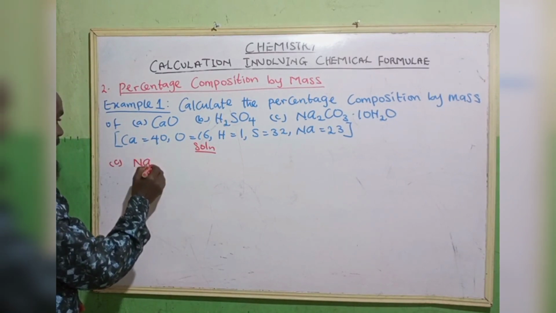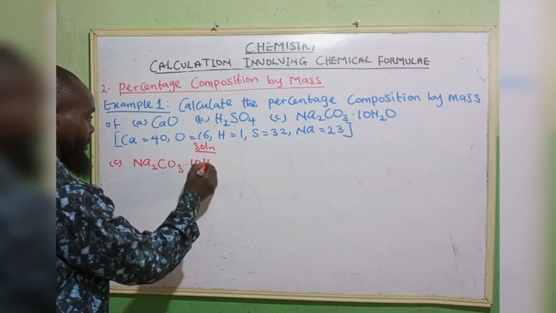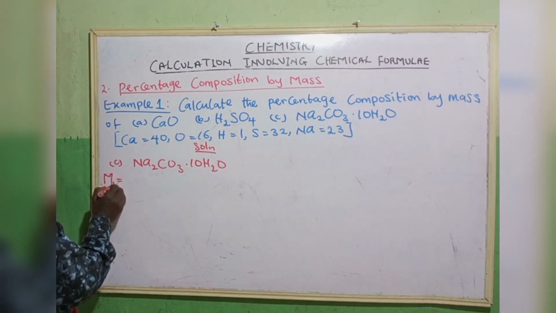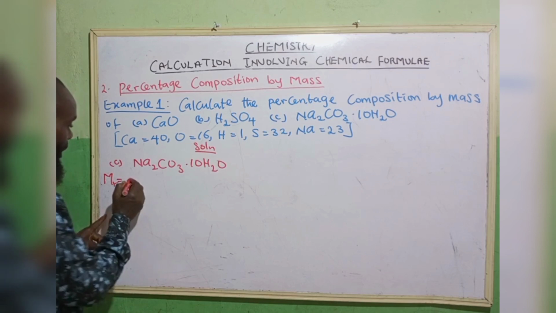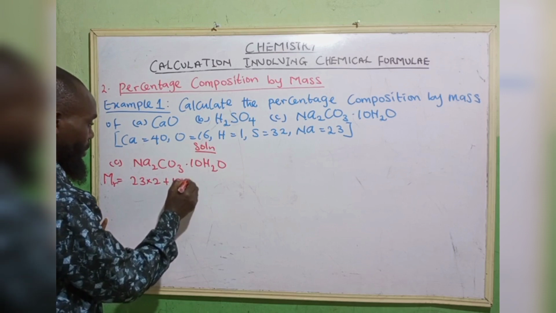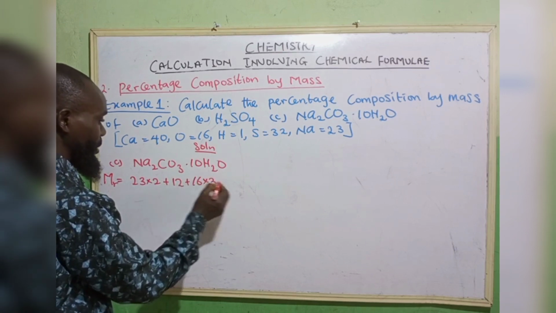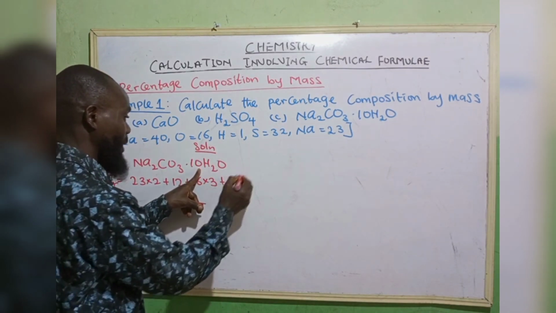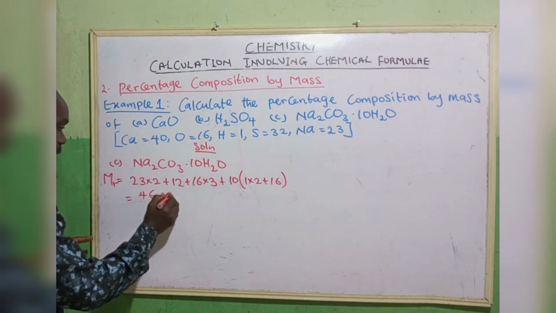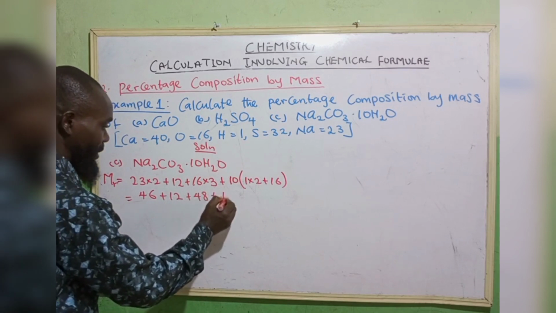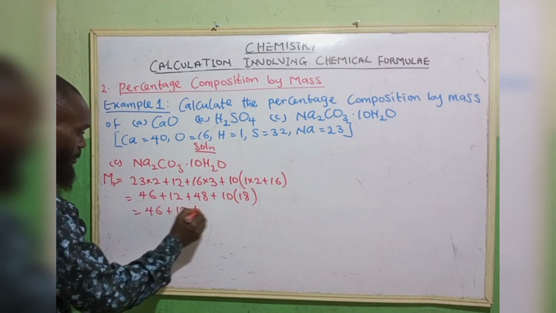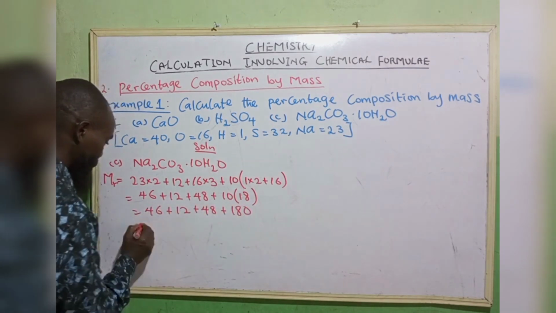Now the last one, sodium trioxocarbonate(IV) decahydrate. The first thing is to calculate the relative molecular mass of this. Sodium is 23 multiplied by 2, plus carbon 12, plus oxygen 16 times 3, plus 10 open bracket hydrogen is 1 times 2 plus 16. So we have 46 plus 12 plus 48 plus 10 bracket 18. So we have 46 plus 12 plus 48 plus 180.